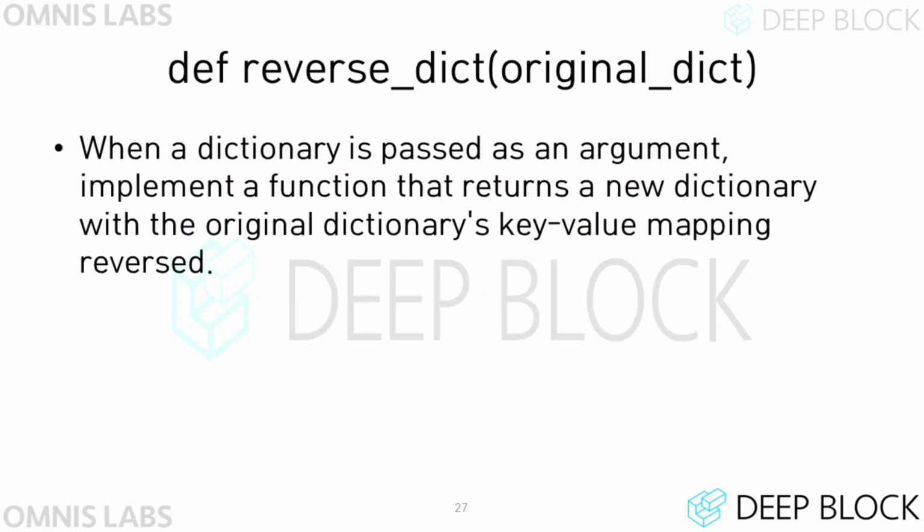What if, from a dictionary, you want to create a dictionary in which key and value are reversed? This time, using the knowledge you have learned so far, try implementing a function called reverseDict that returns a dictionary whose keys and values are reversed when the dictionary is passed to the parameter originalDict. Stop the lecture video, try to implement it yourself, and then play the lecture again.